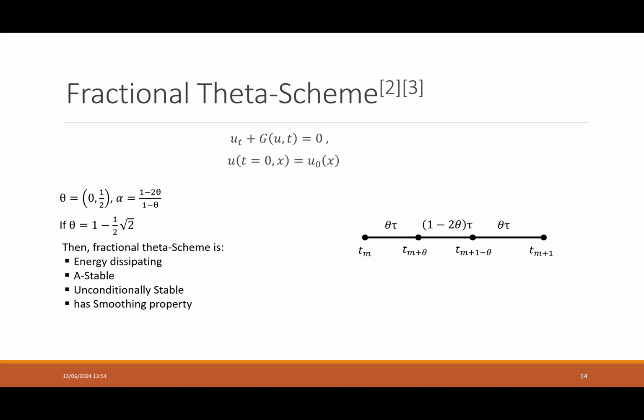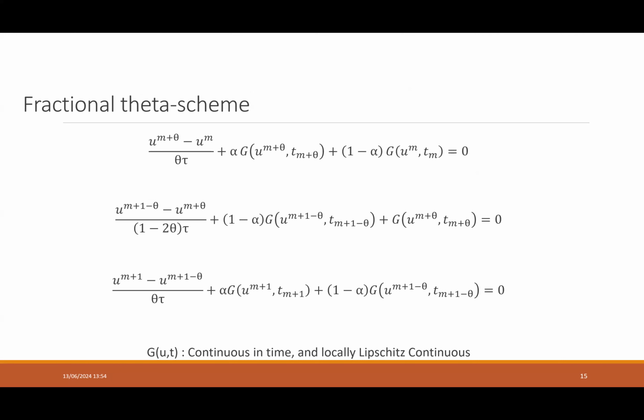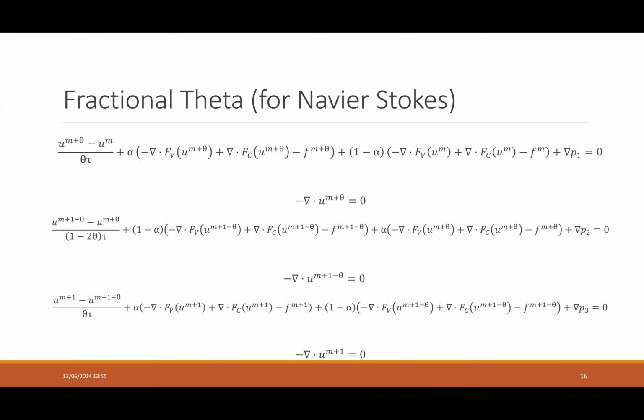The time integration method that I stuck to was a fractional theta scheme, which is not as widely used. You split the time step into 3, and then you solve the equations in these intermediate steps before you get the final solution. In a certain setting, this is unconditionally stable, and the other properties depend on the values of theta and alpha. That's how you split the steps. Within one step, to get the final solution, you solve these equations. For Navier-Stokes, it would look something like this.